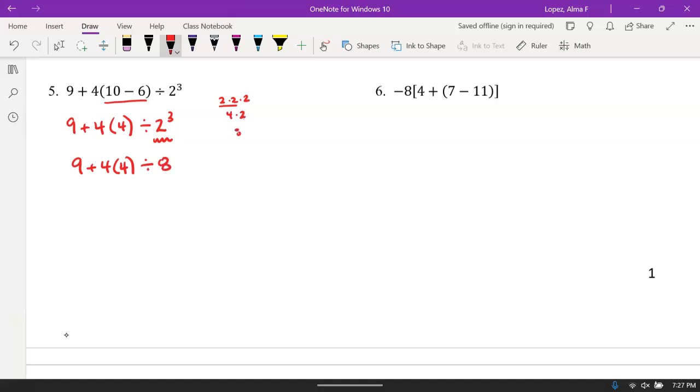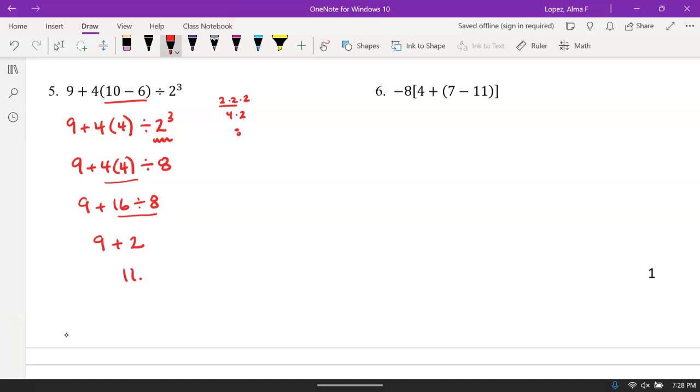Okay. Now we have multiplication, division, and addition. Right. All multiplication and division as they occur from left to right. So I'm going to do those first. 9 plus 16 divided by 8. 16 divided by 8 would go next. 9 plus 16 divided by 8 is 2. And the answer is 11.